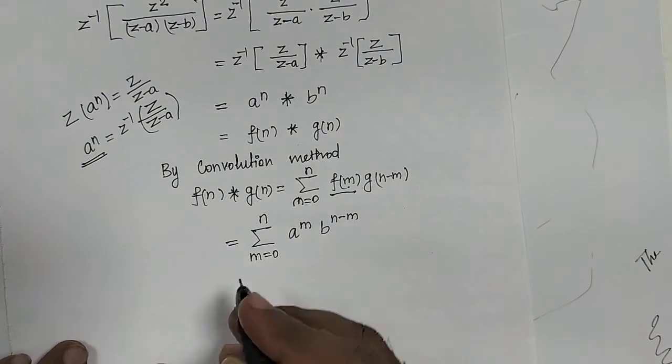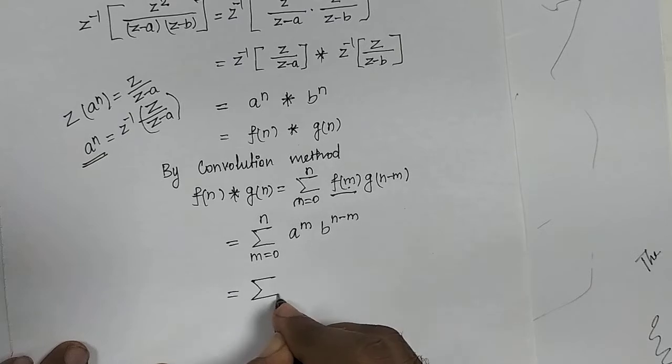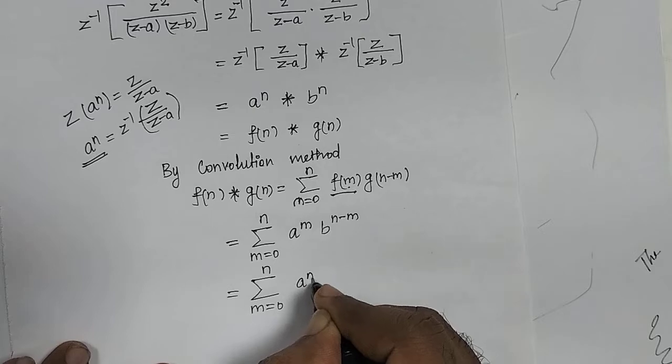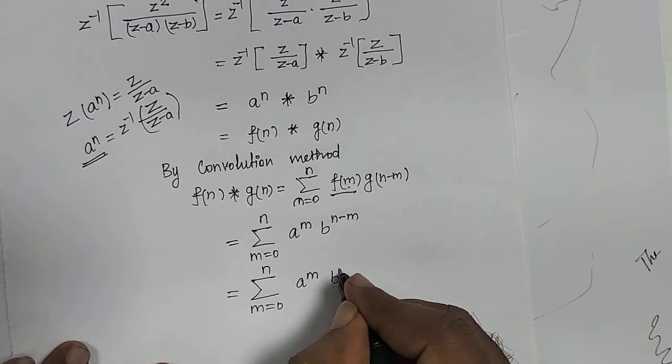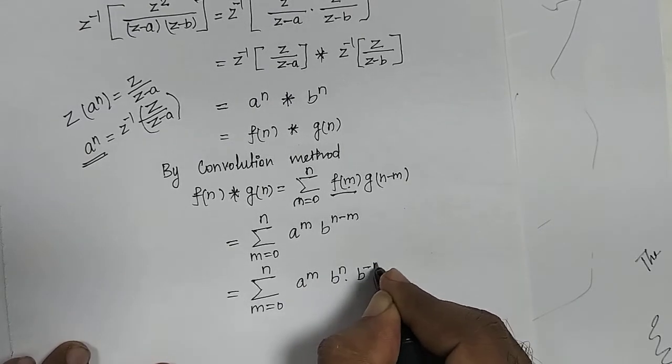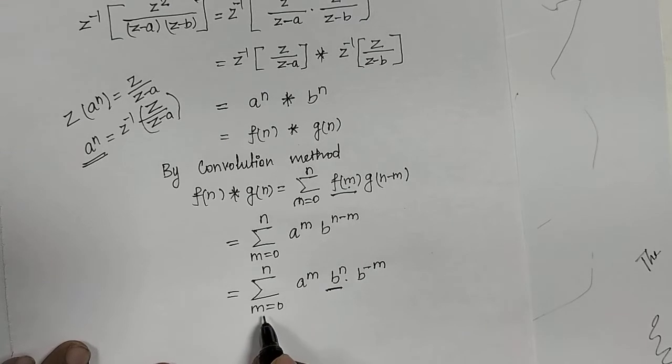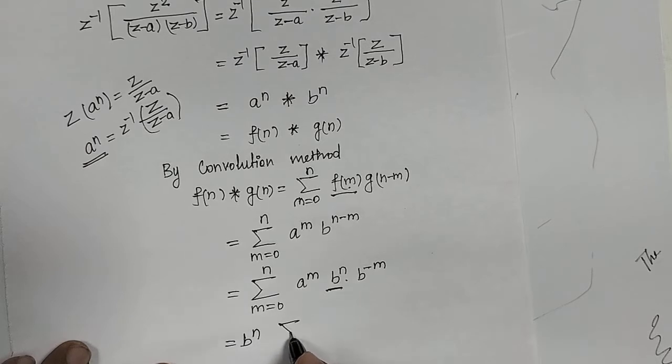Now we are going to apply the simplification method. Very simple one. A power m, and this b power n minus m I am going to write as b power n into b power minus m. Here this b power n is constant. Why is it constant? We have to substitute the values for m. So except for the m term, all the remaining we can take outside of the summation. So I am taking this b power n outside, and the sum of m equal to 0 to n, I am writing a power m.